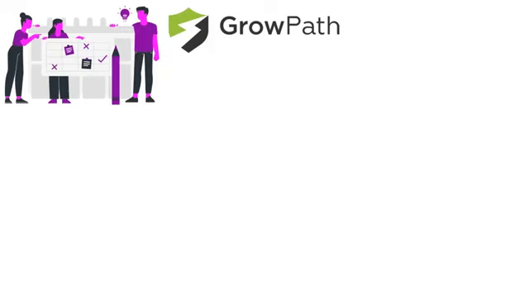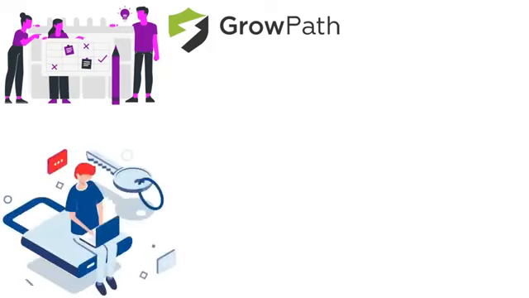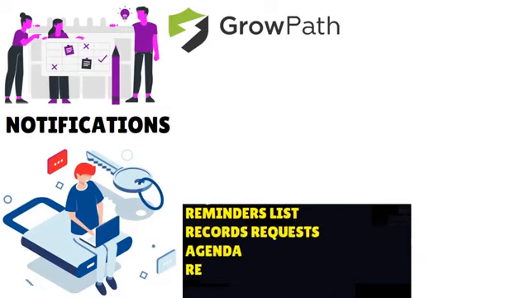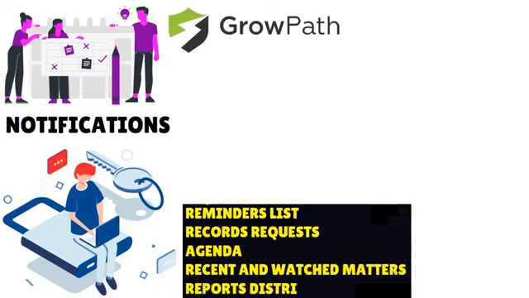So basically, once you log in to the platform, on your homepage, you see a series of captions, aka notifications. So you have reminders list. You have records request. You have the agenda. You have recent and watched matters. Reports distribution. So those 5 or 6 elements will help you out. So the homepage really is your place to go to organize your day. Okay, all the 5 sections I just mentioned to you are really great.